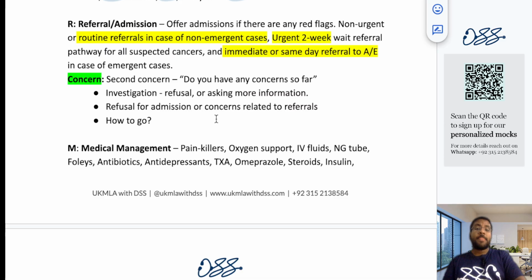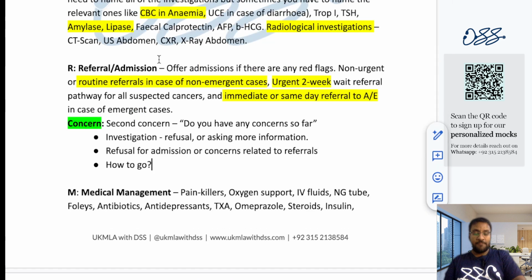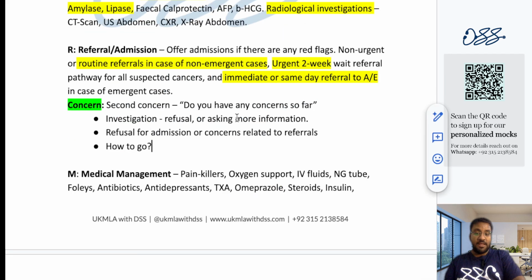So what can be the second concern? After you're done with the referral or admission, you're going to ask, do you have any concern so far? And the patient may share some concerns with you. For example, the patient may have a concern about the investigation that you just offered in the I part. The patient may ask for more information: doctor, can you please tell me what they are going to do in my biopsy? Doctor, can you please tell me what the iron profile is going to show? So they may have a concern about the investigation, or sometimes they may be refusing a particular investigation.